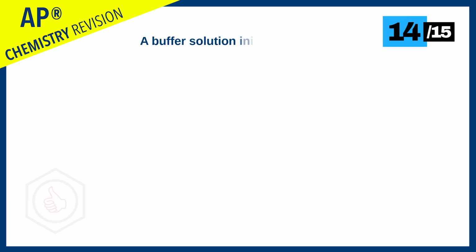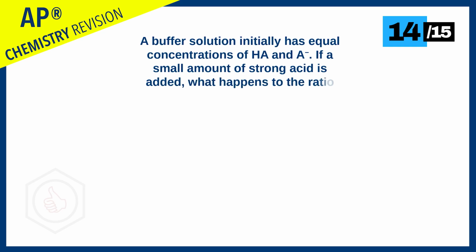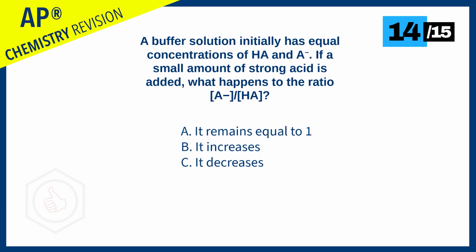A buffer solution initially has equal concentrations of HA and A minus. If a small amount of strong acid is added, what happens to the ratio of the concentration of A minus compared to the concentration of HA? It remains equal to 1, it increases, it decreases, or it becomes 0.